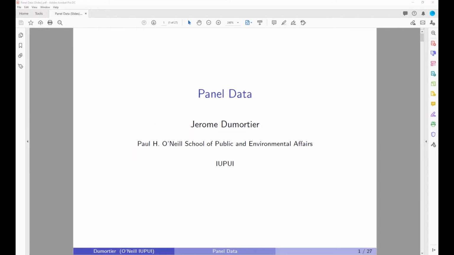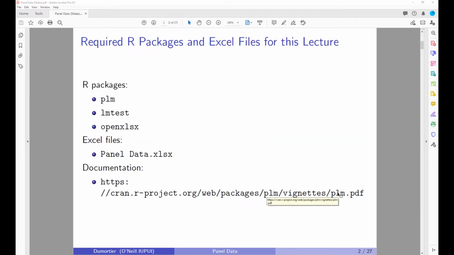Hello everyone. The topic of this lecture is going to be panel data. You will need two packages for this lecture. You need PLM and LM test. Note that the package OpenXLSX, you should have already installed it on your computer.